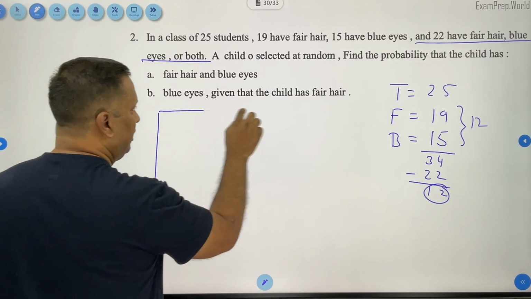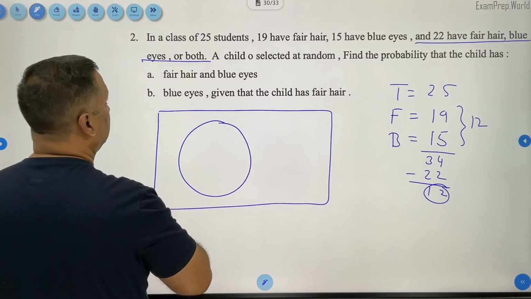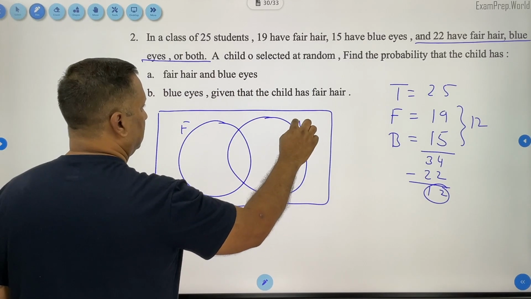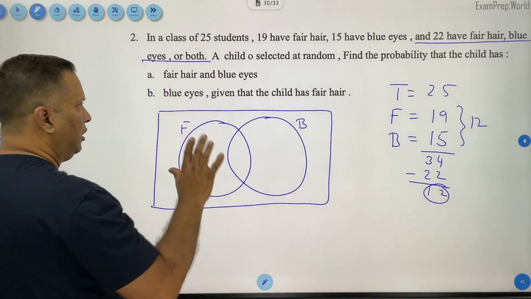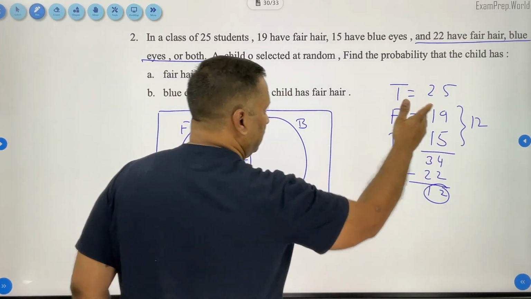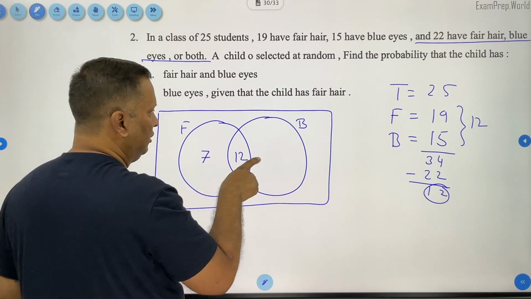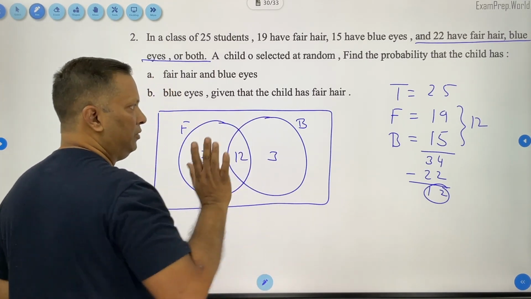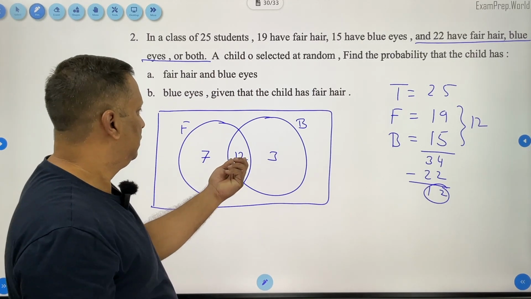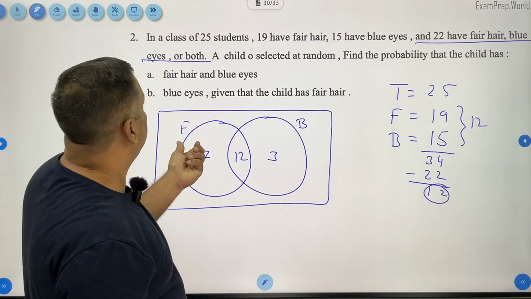Which diagram? Venn diagram. Total number of students, fair hair, blue eyes. There are 25 in total. 12 are common here. Now these are 19. 12 plus 7 is 19. See, fair hair is 19. 12 plus 3, blue eyes is 15. Okay. Now count this. 15 plus 7, 22. How many students are there?